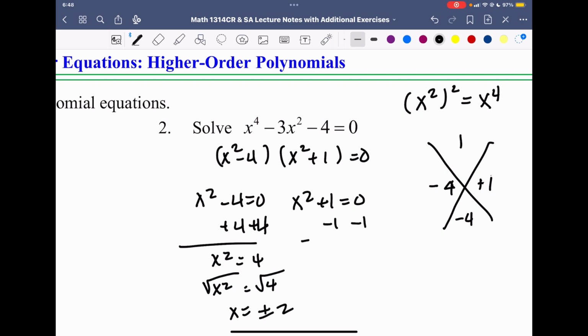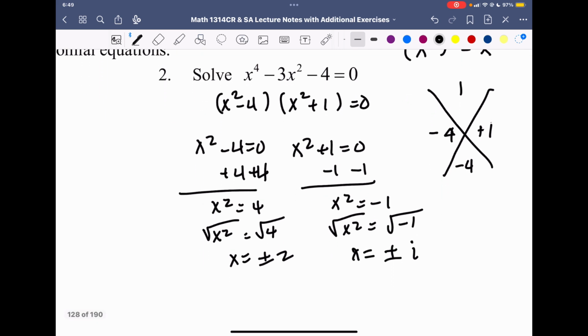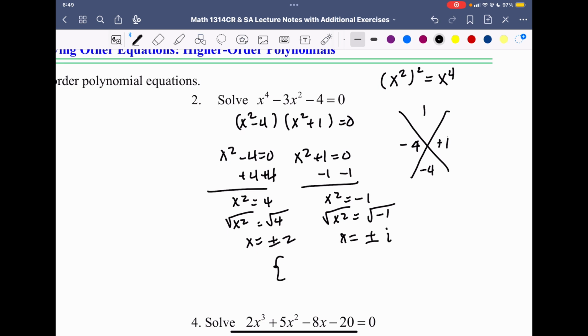Minus 1, minus 1. x squared equals negative 1. Square root of x squared. This is an imaginary one, so it's positive and negative. So x equals positive and negative i. So altogether, our solutions are negative 2, 2, i, and negative i. Doesn't matter the order that you present them in.